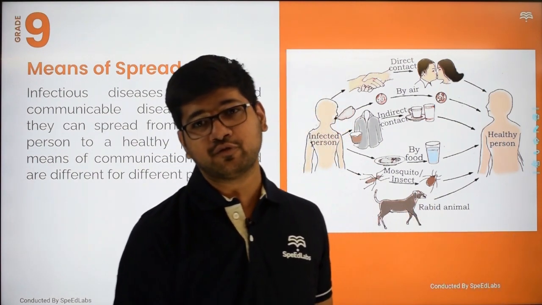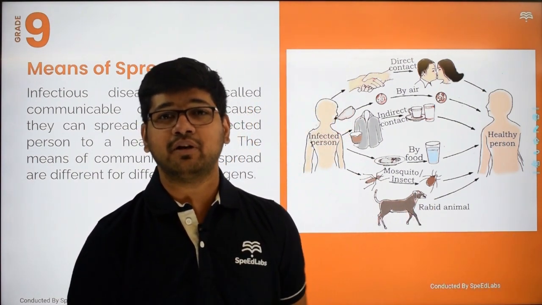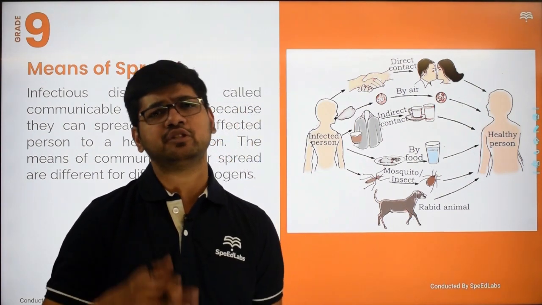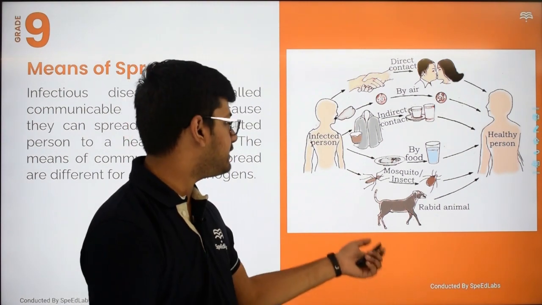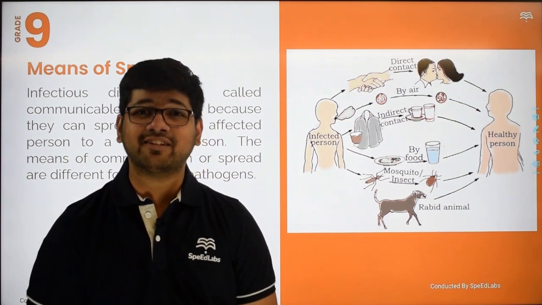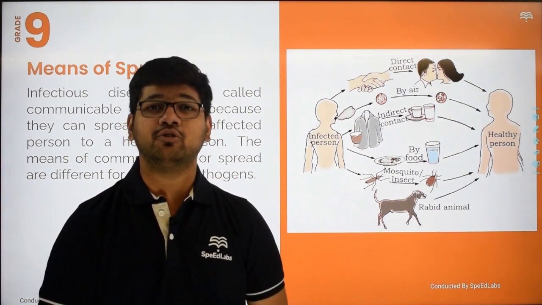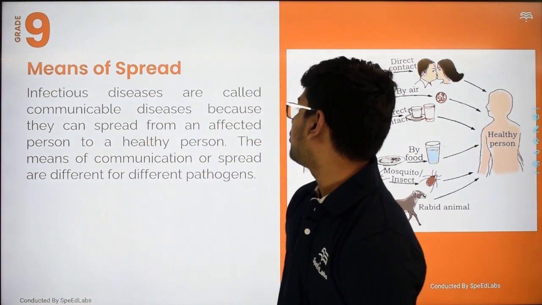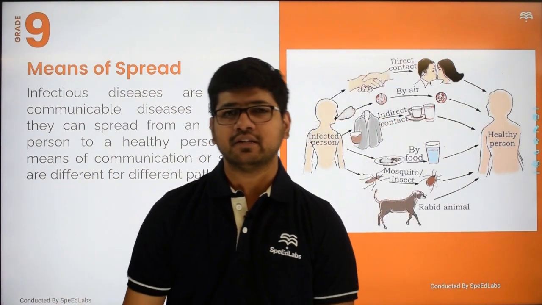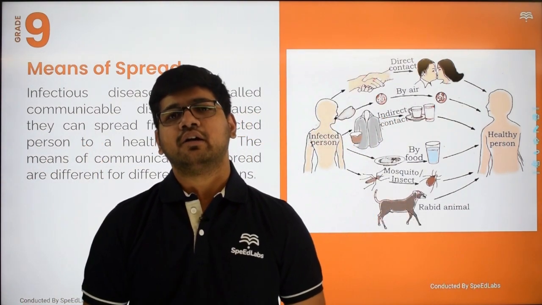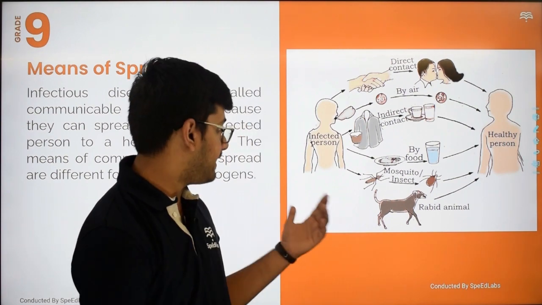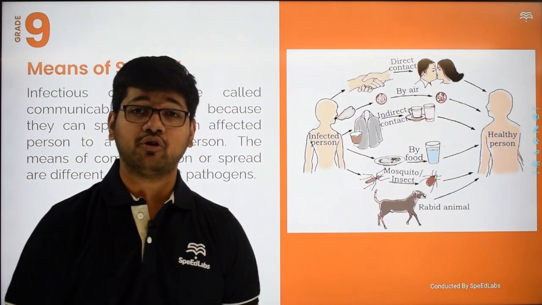A rabid animal is a different case, in which another organism like a dog is infected or containing a pathogen which may not affect its own immunity, but if a healthy person comes in contact with that rabid animal, it will cause some kind of disease. So the means of communication or spread are different for different pathogens, as we already spoke about, like what kind of medium a particular pathogen requires for the transmission of any kind of disease.